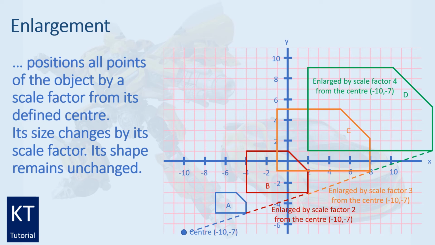The diagram shows some examples of enlargement. A becomes B when enlarged by scale factor 2 from the center -10, -7. A becomes C when enlarged by scale factor 3 from the center -10, -7. And A becomes D when enlarged by scale factor 4 from the center -10, -7.